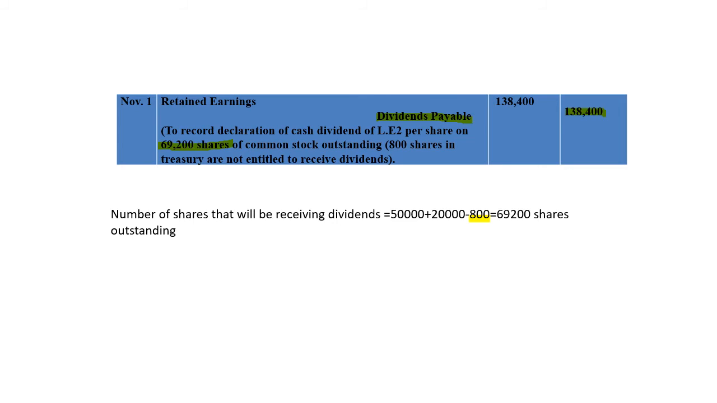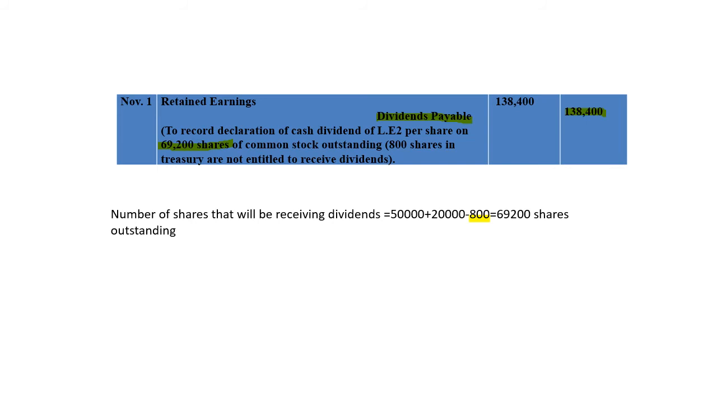So the number of shares outstanding is 69,200. The 800 shares of treasury stock are not considered outstanding. They are not in the market. They are kept with the corporation as treasury stock. They are not receiving dividends.